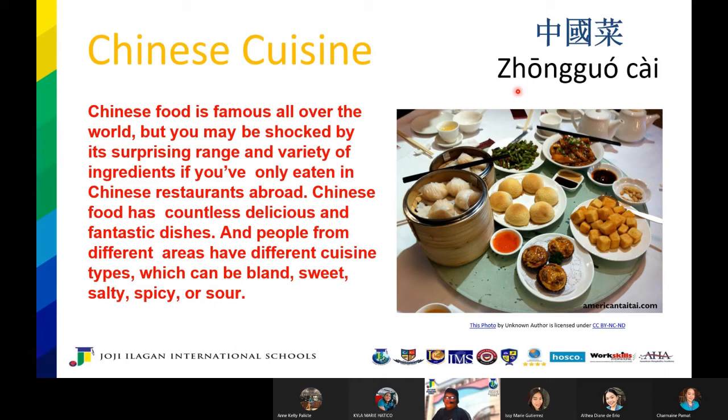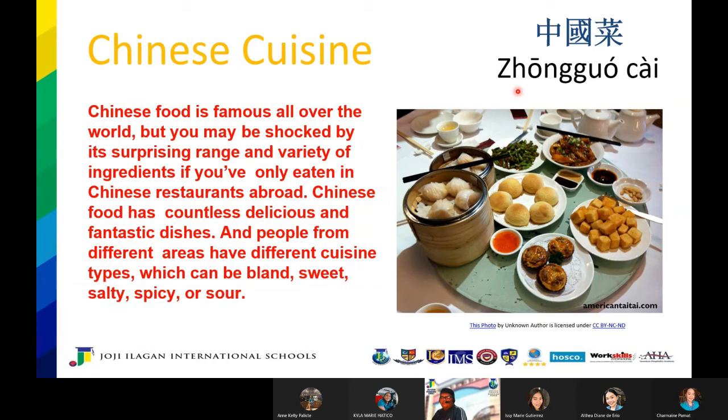So again, the flavor profiles of Chinese cuisine usually yan yung lima: bland, sweet, salty, spicy, or sour. Sa atin sa Pilipinas, it's usually just sweet, sour, and umami, no? Yung umami na parang malinamnam sa Tagalog. So, yan yung flavor profile natin. Sa mga Chinese, more on bland, sweet, salty, spicy, or sour. Yan yung characteristics ng mga cuisines nila.